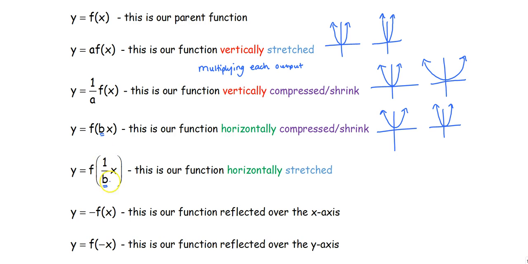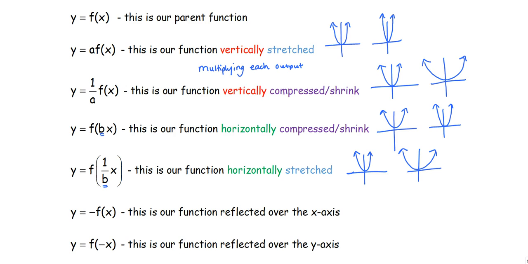Now if the multiplier inside the function is that fraction between 0 and 1, I'm going to be horizontally stretching it. So again, if this is my parent function, horizontally stretching means you're pulling. So horizontally I'm pulling that out, which is causing my graph to get wider. So horizontally stretching is going to have a similar effect as vertically compressing.